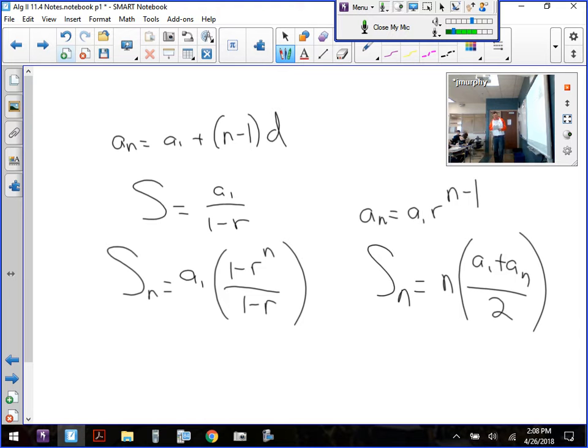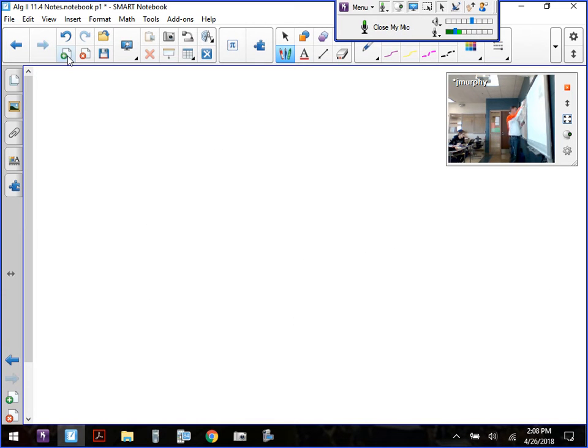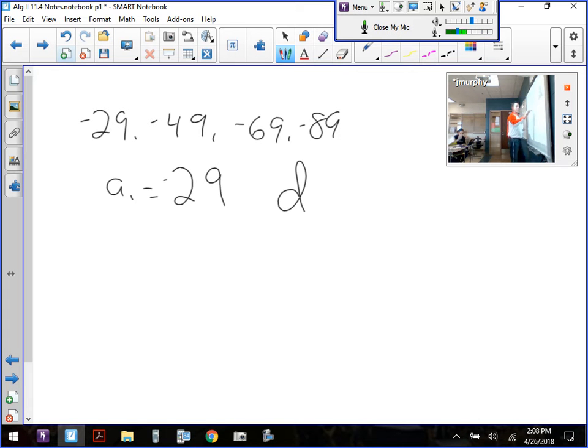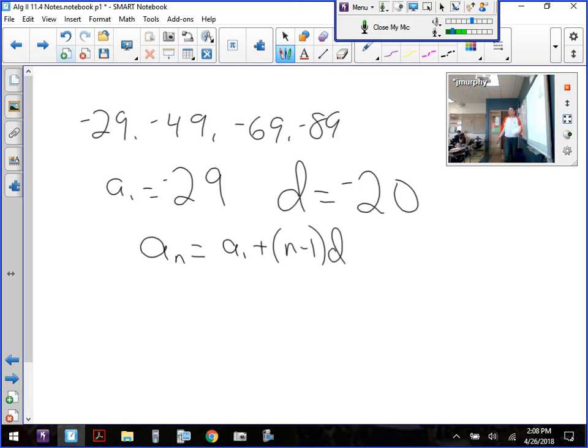So if you look at number 1, what's happening between all those numbers? Is it going up or going down? On number 1, you've got negative 29, negative 49, negative 69, negative 89, and so on. So your first term is negative 29. Your common difference is negative 20. Your nth term, and then you fill in the blanks.